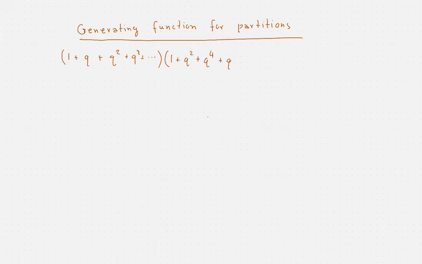The third has ratio q to the third. So it's q to the third plus q to the sixth plus q to the ninth and so on. And we continue like this. So the next will have ratio q to the fourth, then we have one with ratio q to the fifth, and we keep going.